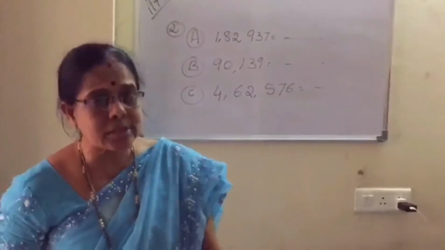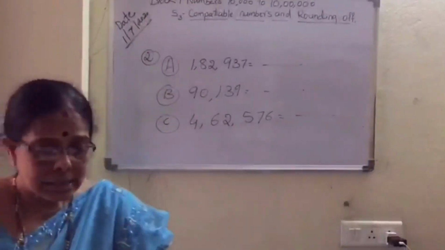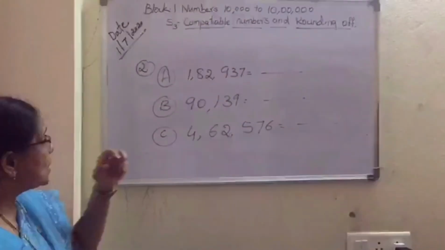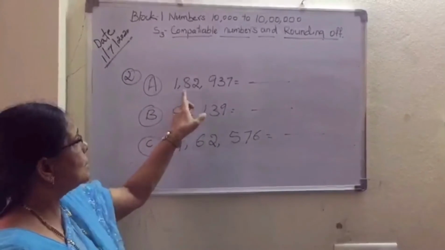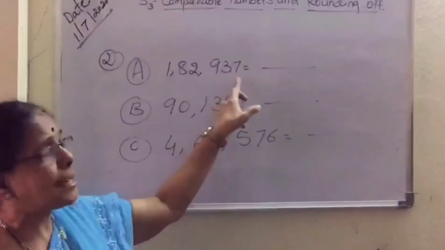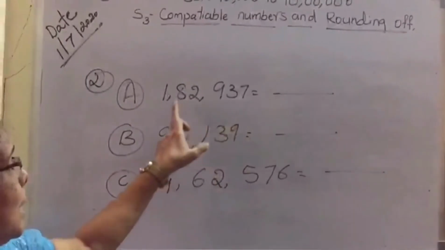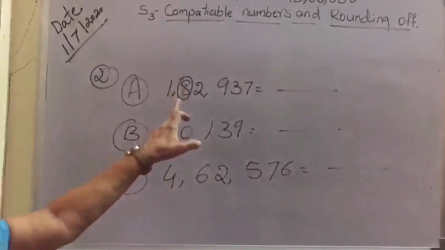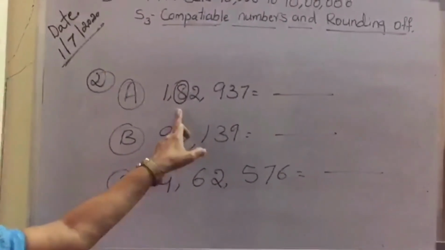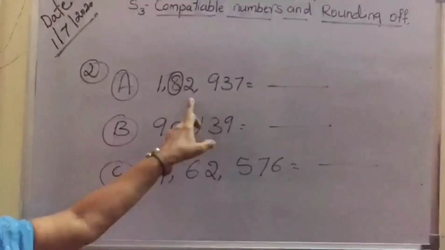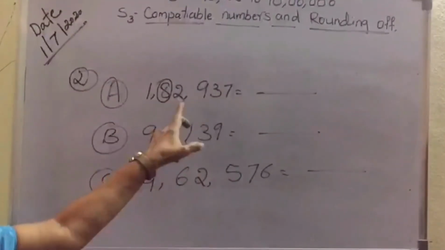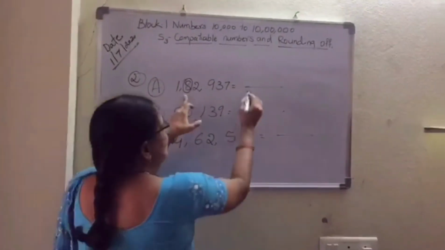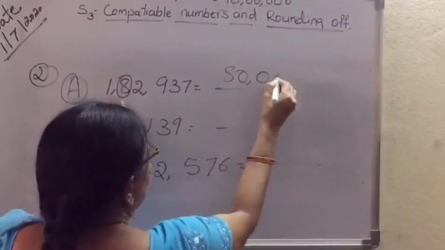Okay, now coming to the next question. What is the question? Round off the following to the nearest 10,000. See here, A, 1,82,937. In the 10,000 place, which number is there? 8. So to round at the 10,000 place, which number do you have to check? The 1,000 place. In the 1,000 place, 2 is there. 2 is less than 5. So this is rounded to 80,000.